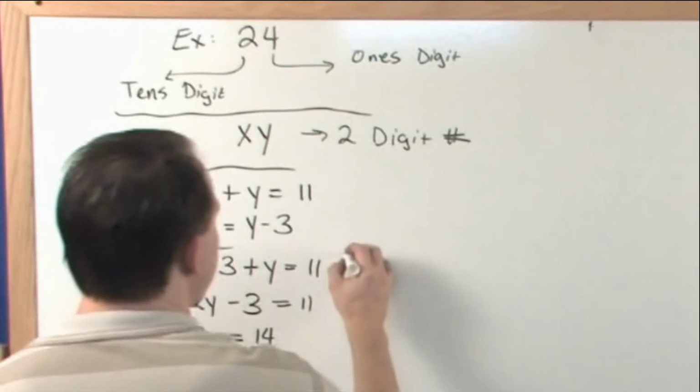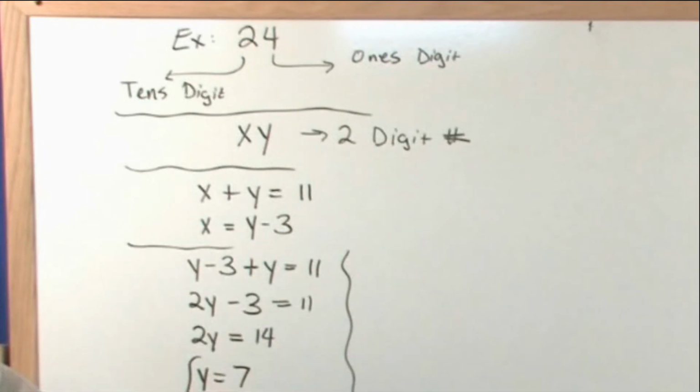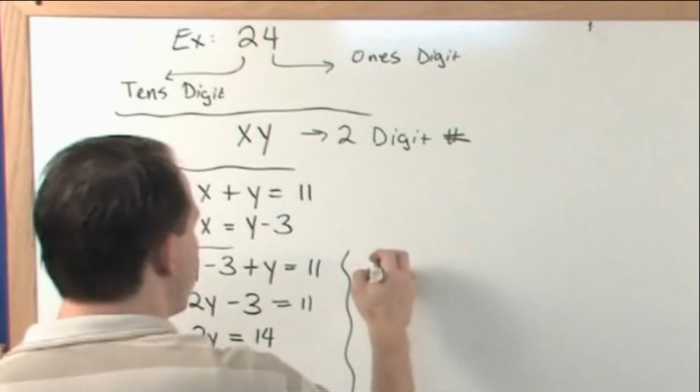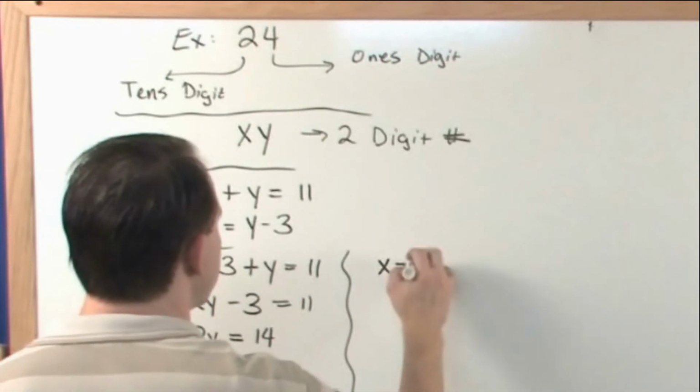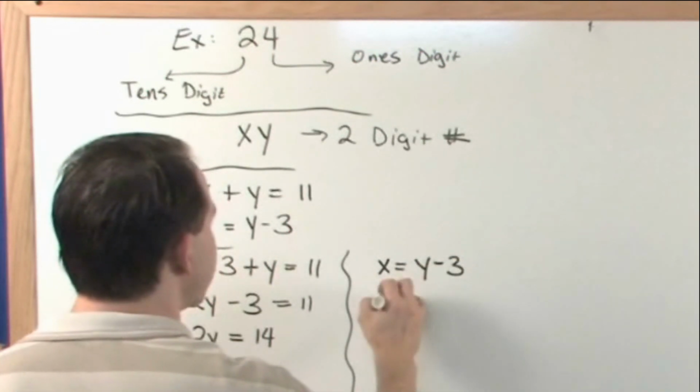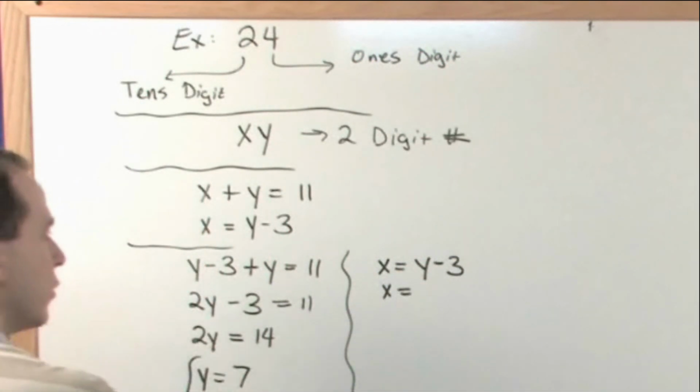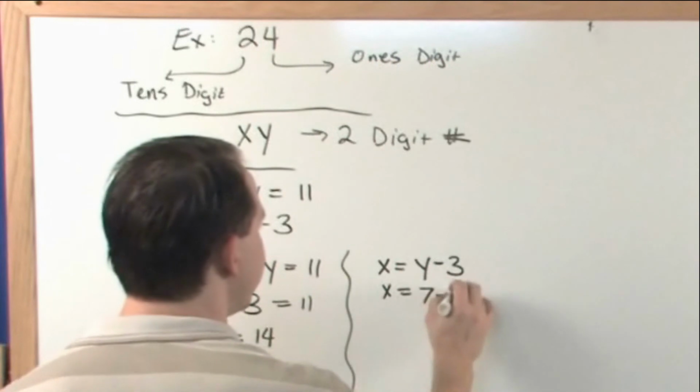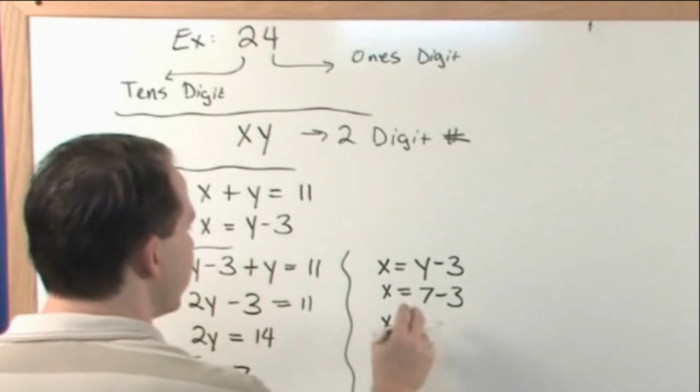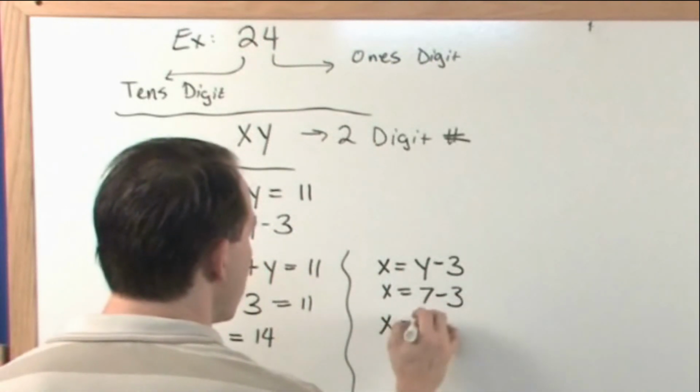Let's go ahead and find the other part. Okay, we know what y is equal to, so let's plug it back in this equation. X is equal to y minus 3. Let's plug in what we found for y, which is 7 minus 3. So x will equal 7 minus 3, which is 4.